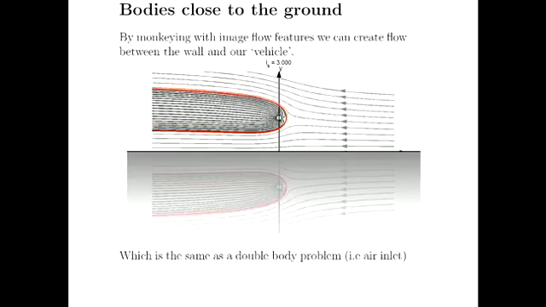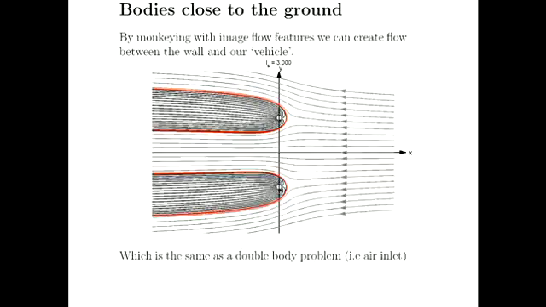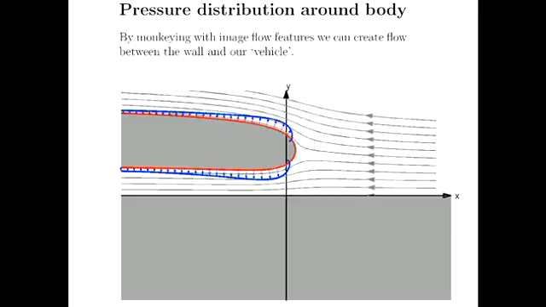And incidentally, if we got rid of the floor now, this would also be a pretty good way of modeling a double body problem. So it would be quite a nice way of modeling a subsonic inlet to a gas turbine engine, the type of inlet that you see on a commercial aircraft. It's actually called a Bernoulli inlet, the type of inlet that you see on a subsonic commercial aircraft. But anyway, back to the car with a gap between it.